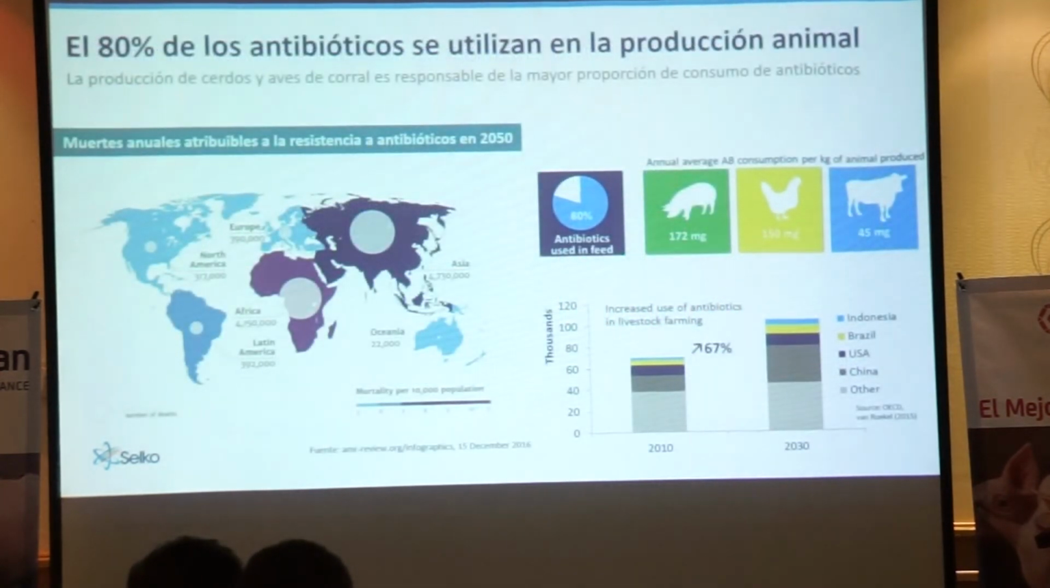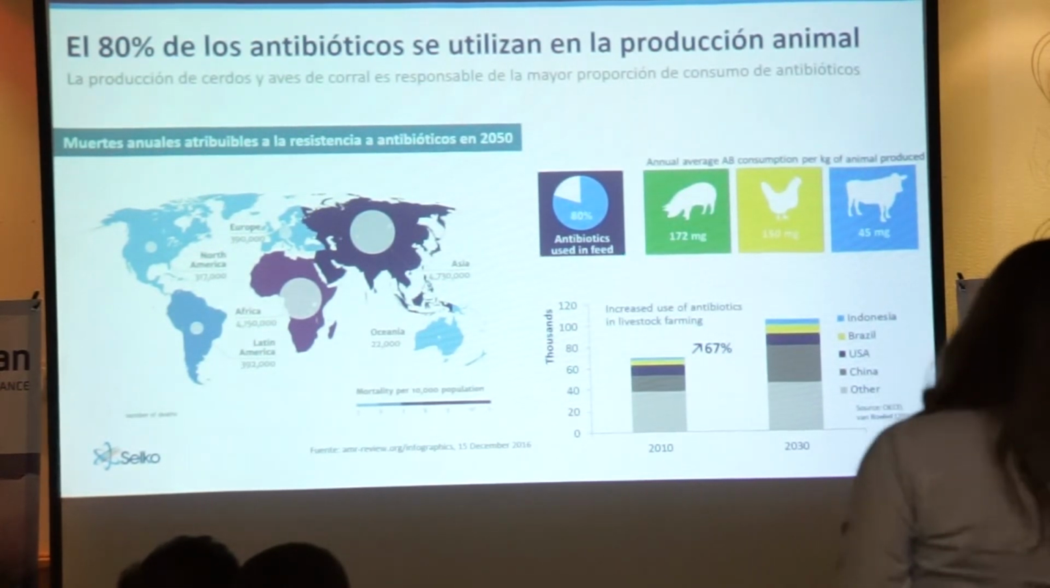And with those changes, put on the mic, with those changes in numbers of animals, also the level of antibiotics which will be used will increase. They think that from 2010 until 2030, the level of antibiotics used will increase by 67%. The majority of the antibiotics is used in the pig sector and besides that also in the poultry sector.